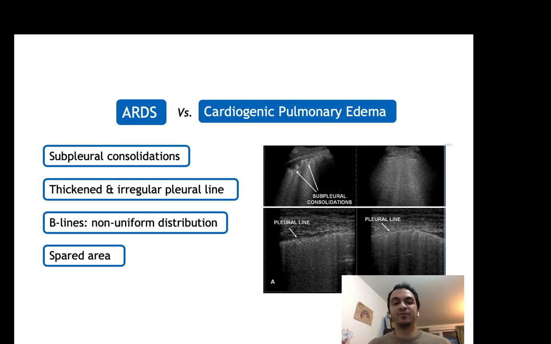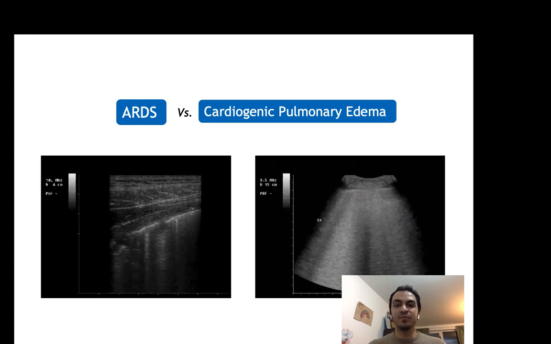The second item of differentiation is looking at the distribution of B lines. In hydrostatic pulmonary edema, specifically, the B lines will be symmetrical, bilateral, and more at the bases of the lungs. But in ARDS, the B line distribution is always asymmetrical and non-uniform, and you typically have areas of spared lung. So you will have areas of A lines, and in between them you will have areas of B lines. This is very important to get to the diagnosis of ARDS due to pneumonia by lung ultrasound.